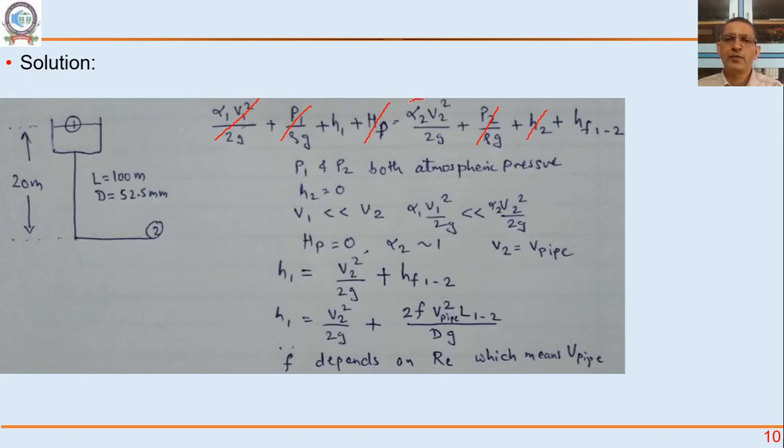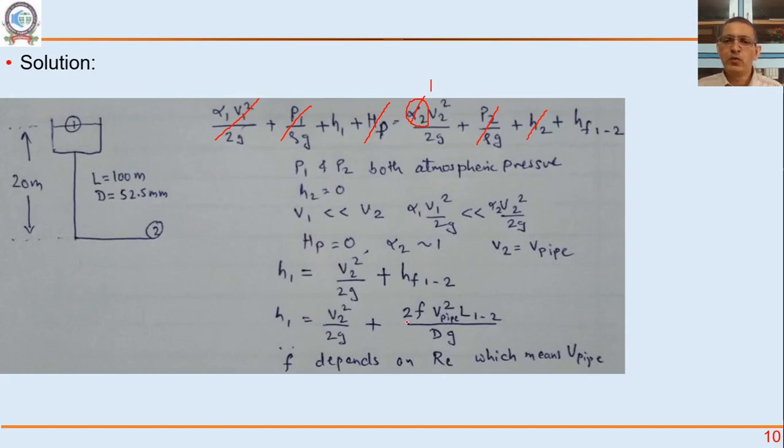Now alpha also I have substituted as 1. Therefore I have neglected that. Alpha is almost 1. Even if I make it 1, I am only making an error of 6% in this part. And then the frictional head is significantly larger as compared to this. So we don't make that much error even if I neglect alpha. Alpha is 1 for turbulent flow. Plus HF between 1 and 2. So H1 would be V2 square by 2g plus HF.